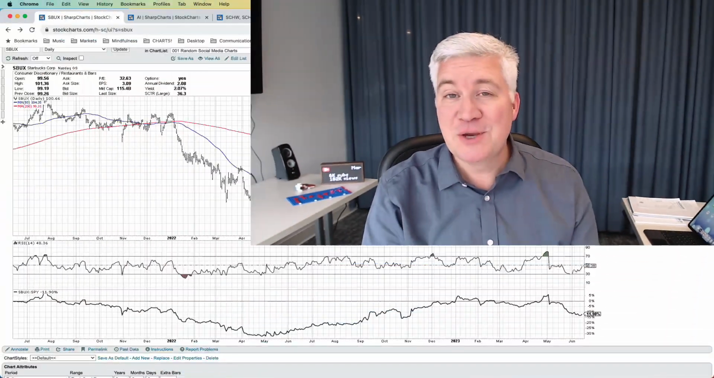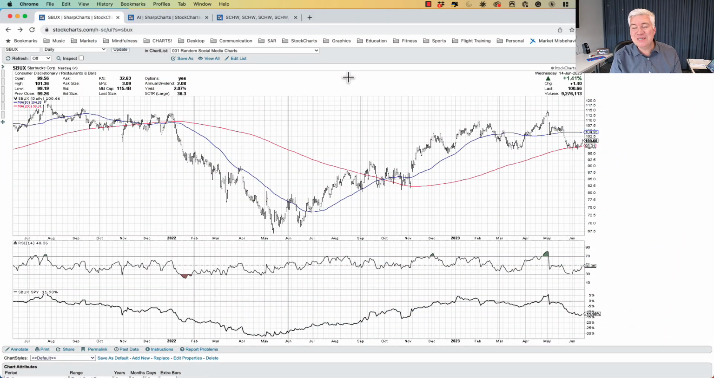Let me know. So here we're looking at the chart of StockCharts, SBUX, and if you look at the last 2 years, you can see how the chart is sort of separated into two phases, right? The left half of the chart in a clear downtrend, the right half of the chart in a clear uptrend.